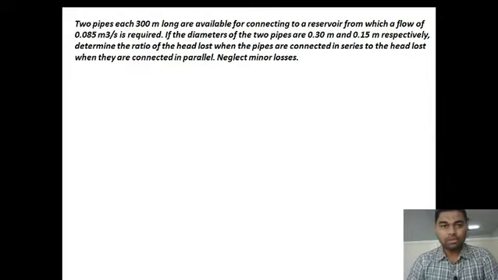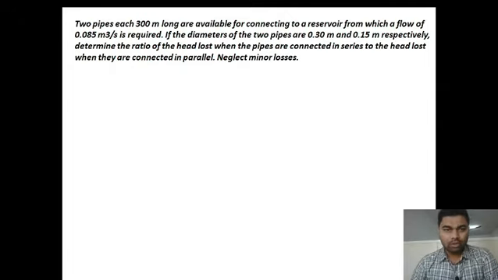So, the question is as follows. Two pipes, each 300-meter long, are available for connecting to a reservoir from which a flow of 0.085 meter cube per second is required. If the diameters of the two pipes are 0.30 meter and 0.15 meter respectively, determine the ratio of head loss when the pipes are connected in series to the head loss when they are connected in parallel. Here we need to neglect the minor losses.